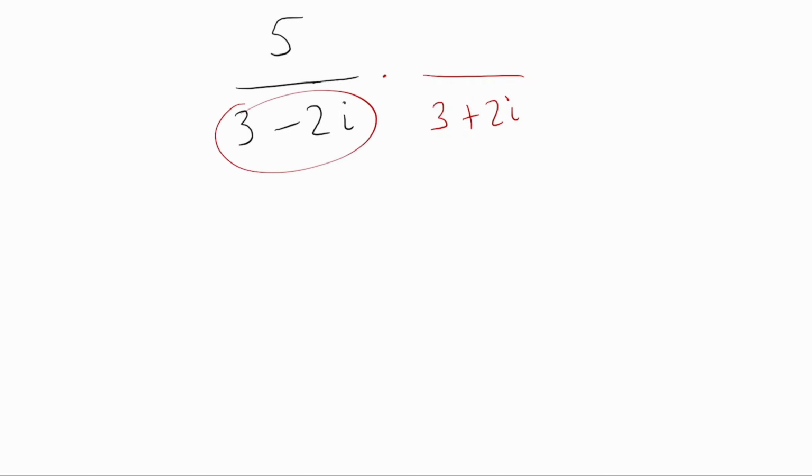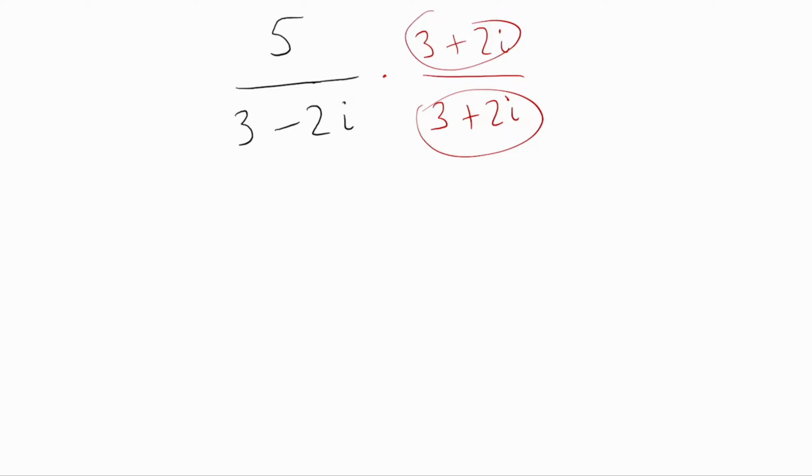If we multiply that on the top and the bottom, first of all, that's a legal operation in the sense that you're not changing the value of this fraction, because we're really multiplying by 1, because we're multiplying the same thing on the top and the bottom. So we're not changing the value of this fraction.